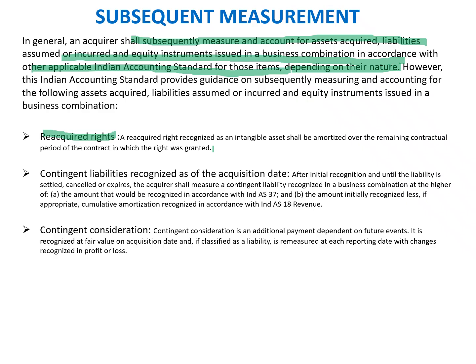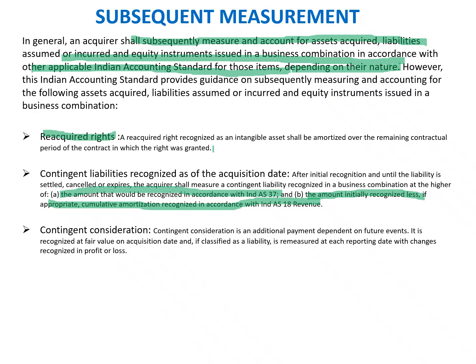For contingent liabilities, it is not an option, it is mandatory that it be measured at the higher of the two: the amount assessed as per the provisions of Ind AS 37, or the amount originally recognized, less any amortization that has been done. So the higher of the two would be recognized as the contingent liability.